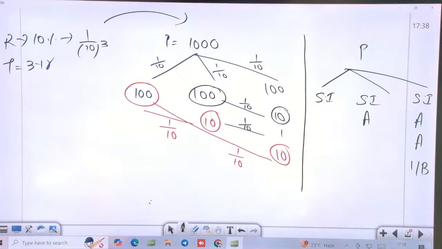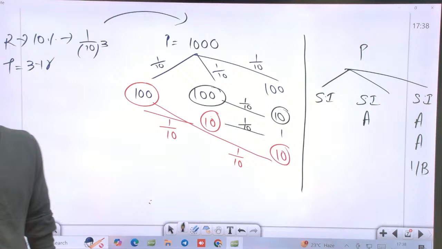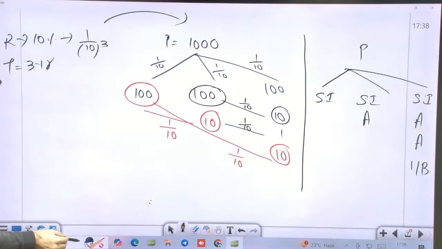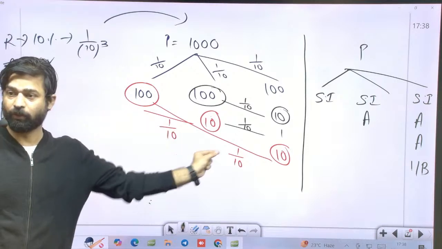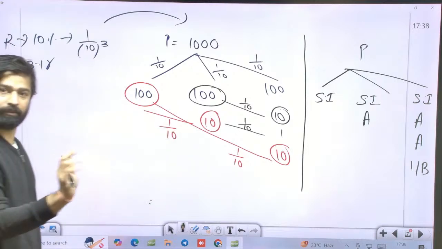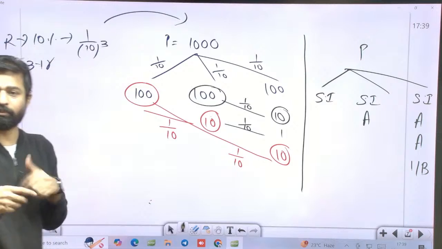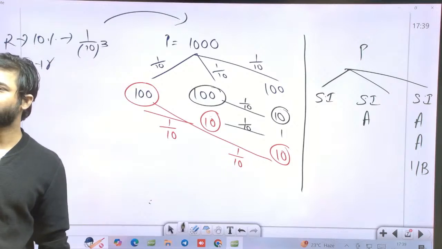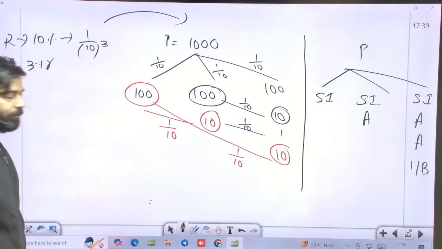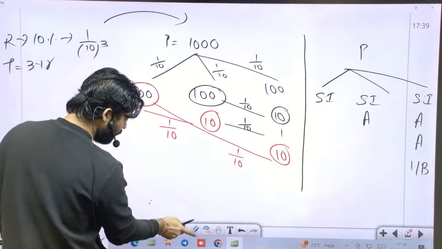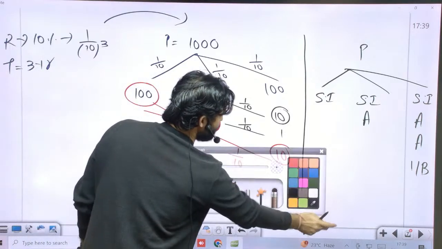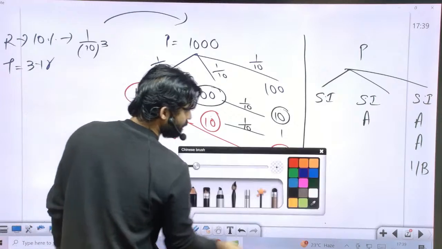Done? Done now? Okay. I'm making the tree here now. This tree without these lines. Without these lines. Okay? And you have to learn to make that tree in 5 seconds. And I will now give you different rates of percentages and you have to do that.